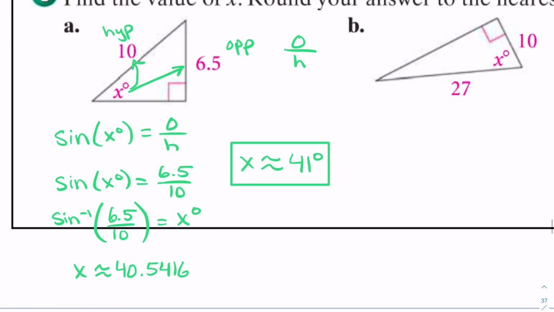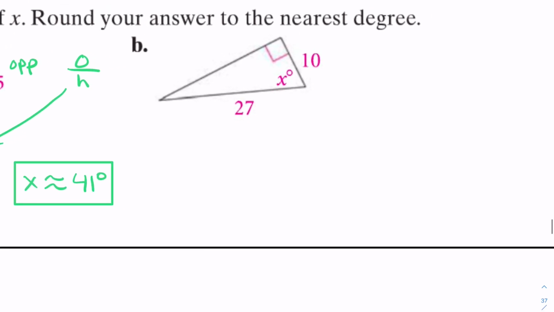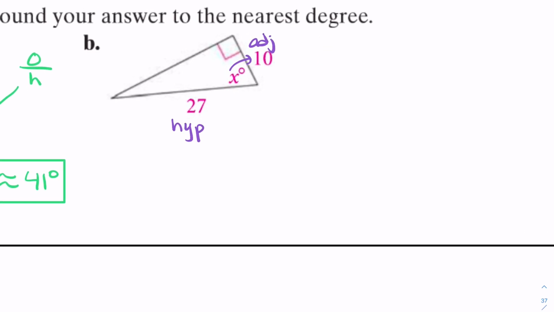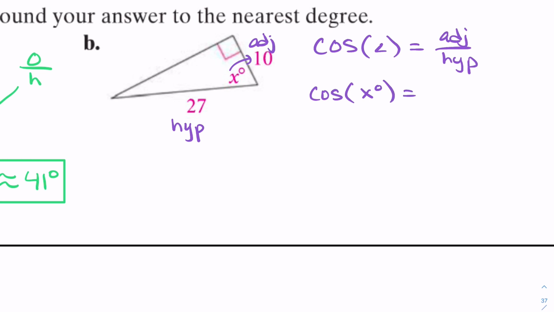Here, I'll erase this just to save some room of clutter. The next one, they gave me the x, they gave me the hypotenuse, as always, and they gave me the adjacent side. So adjacent over hypotenuse is going to be cosine. So cosine of my angle is equal to the adjacent over the hypotenuse. So cosine of x degrees is equal to the adjacent 10 over the hypotenuse 27.